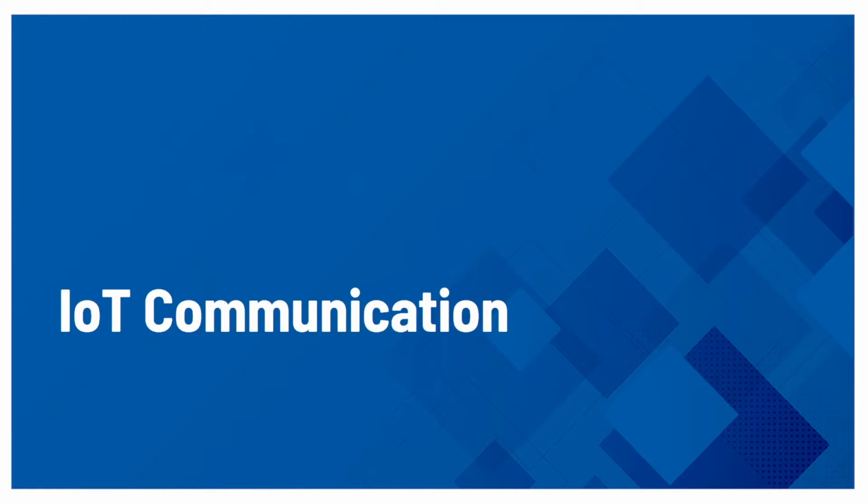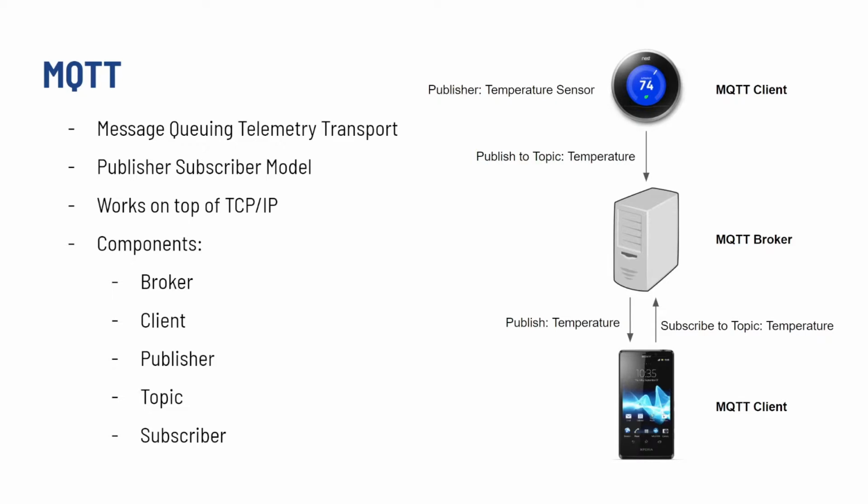Now let's take a look at how communication happens within IoT. As we discussed in the previous section, IoT communicates through messages. The protocol it uses to send those messages is called Message Queuing Telemetry Transport, or MQTT for short. It uses publish and subscribe messaging protocols on top of conventional TCP/IP.